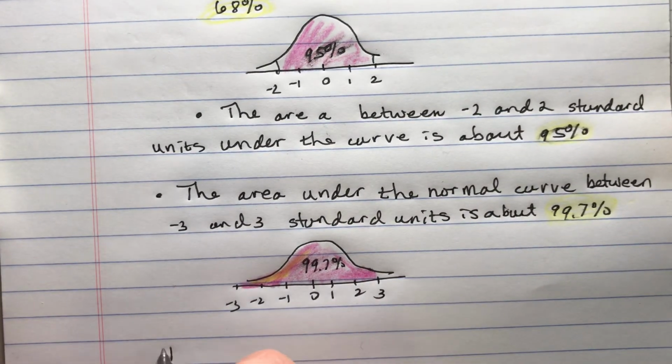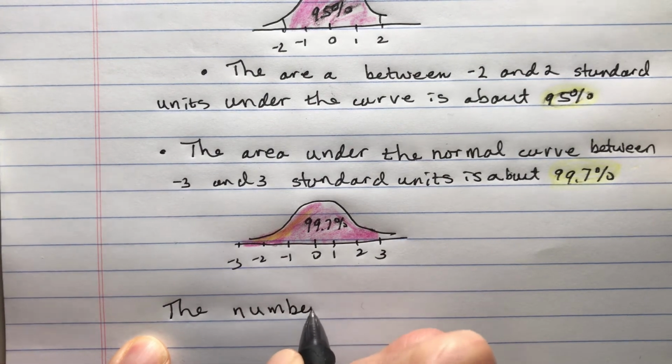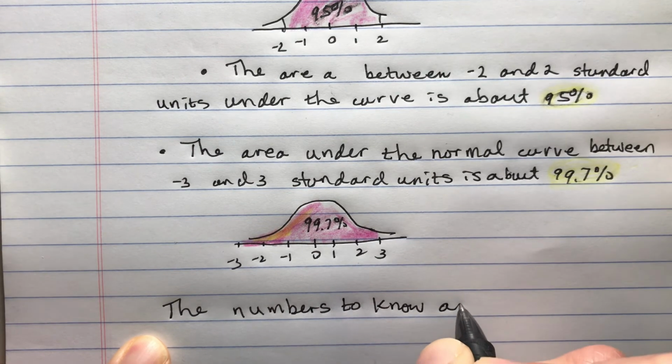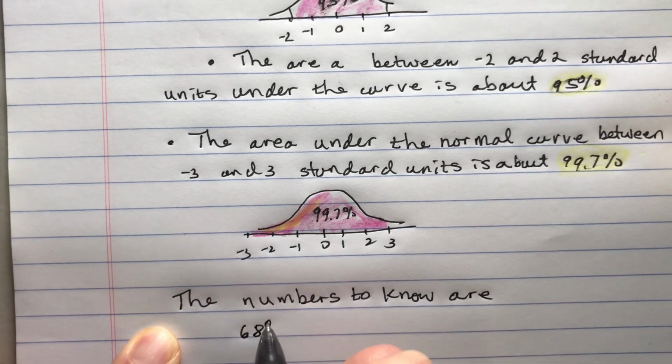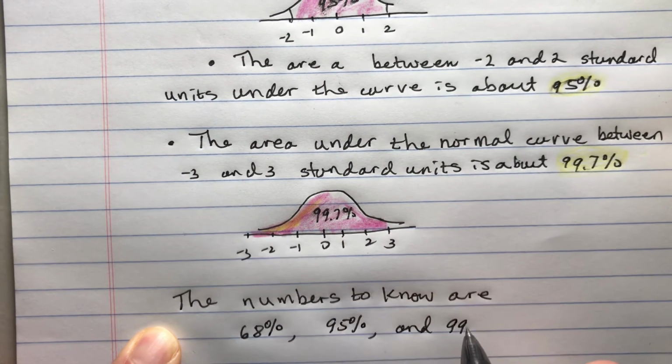again, the numbers to know are 68%, 95%, and 99.7%.